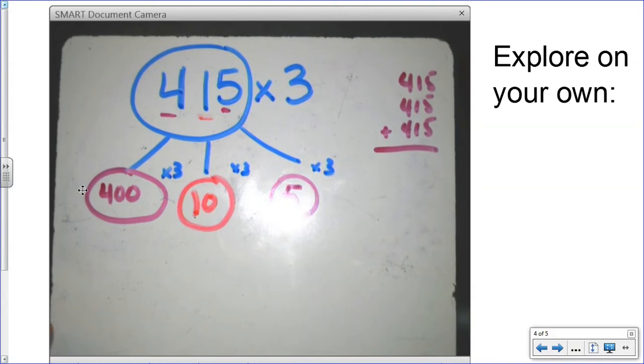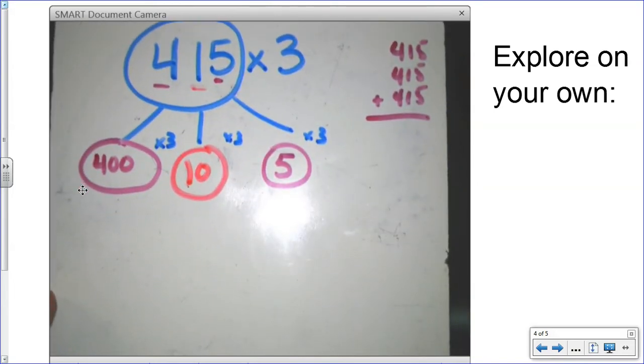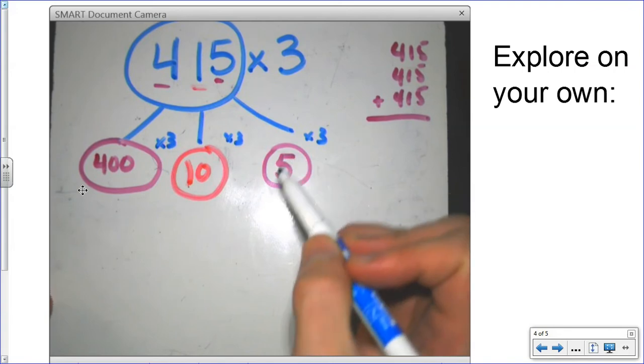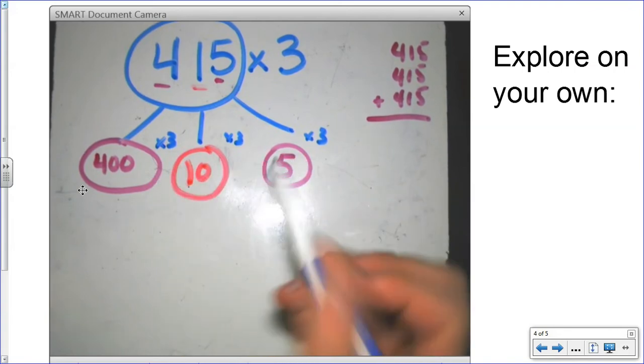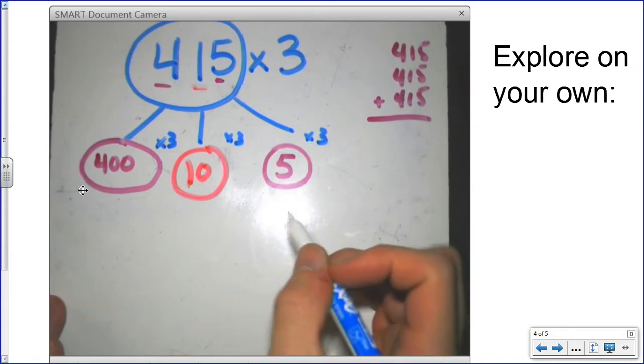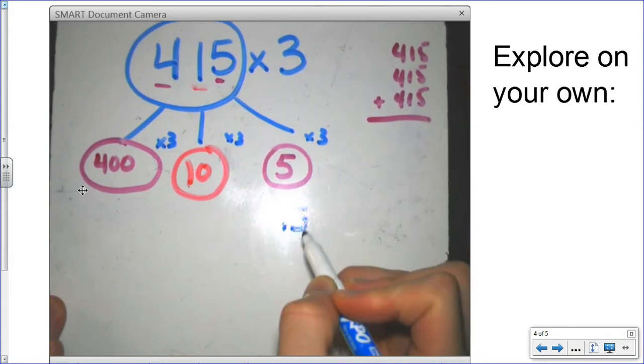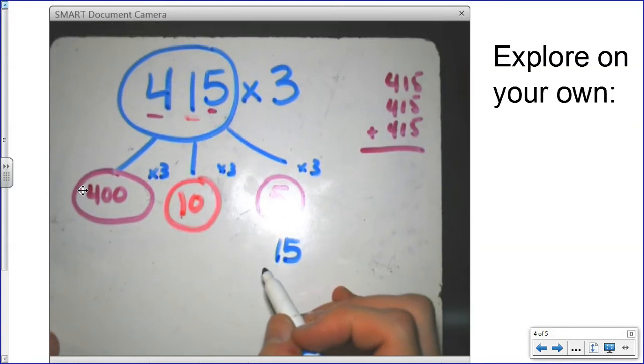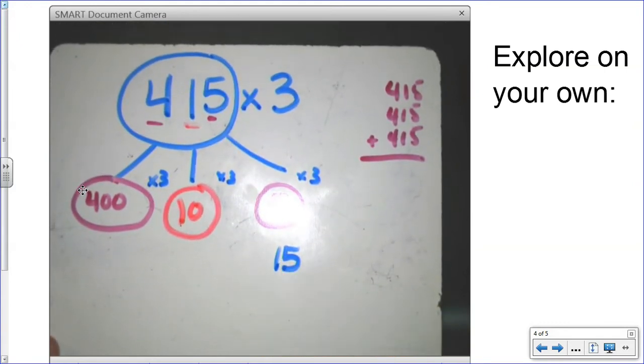And I'm going to get my answer, or my answers to each of these smaller questions, and then I'm going to have to combine those place values. So I have 5 times 3, well, that's 15 ones. And there we go. I'm going to hide the 5. So I have 15 ones.